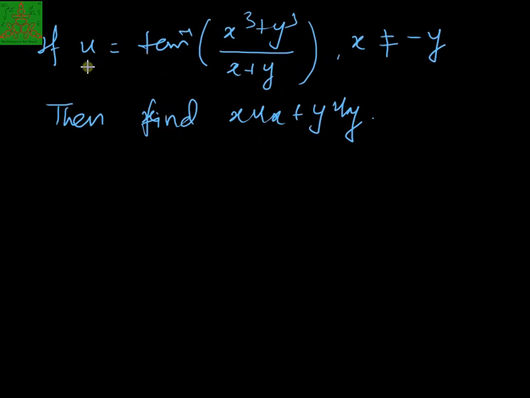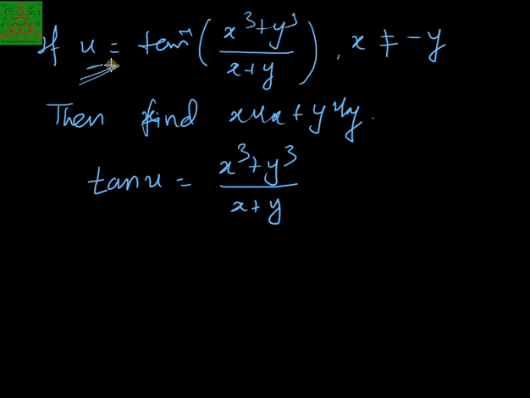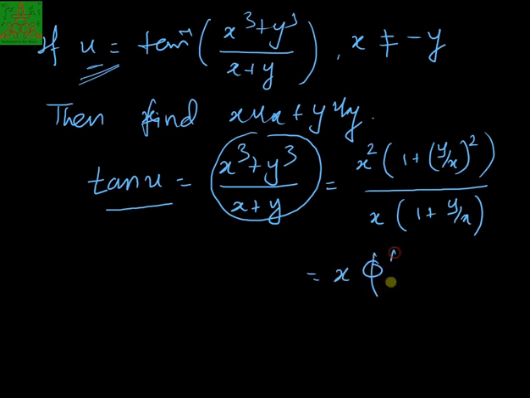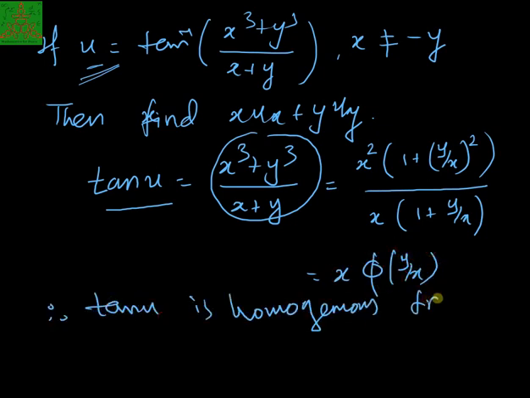So what we have is u is tan inverse of this, so we can write tan of u equal to x cube plus y cube upon x plus y. First one should note that this function u is not a homogeneous function, but by making this tan u, this side is a homogeneous function, because we can write it as x square into 1 plus y by x whole square. So this is another way to check whether the function is homogeneous or not, by taking common the maximum power of x. In the denominator the maximum power of x is x, so that's why it is 1 plus y by x, and so this is x into some function of y by x. So we can say that this tan u is a homogeneous function of degree 1.